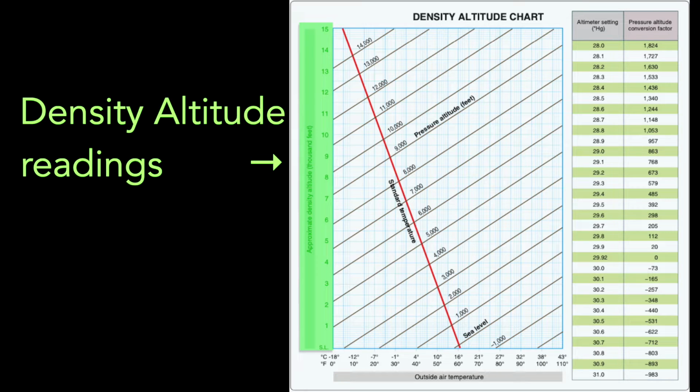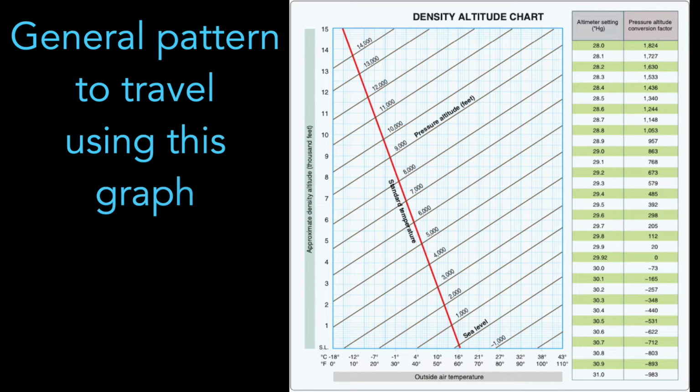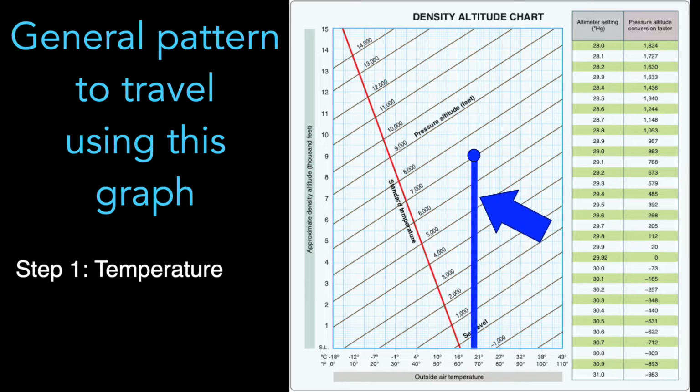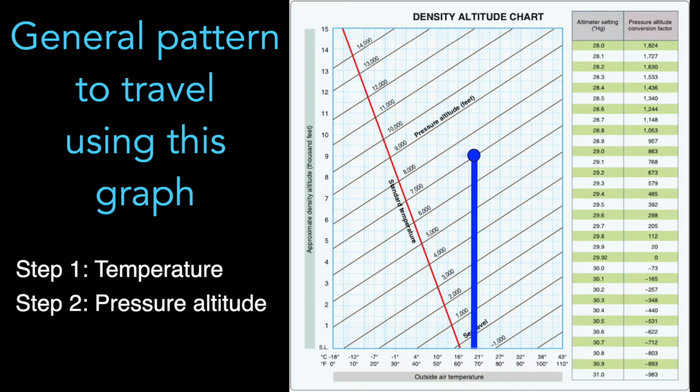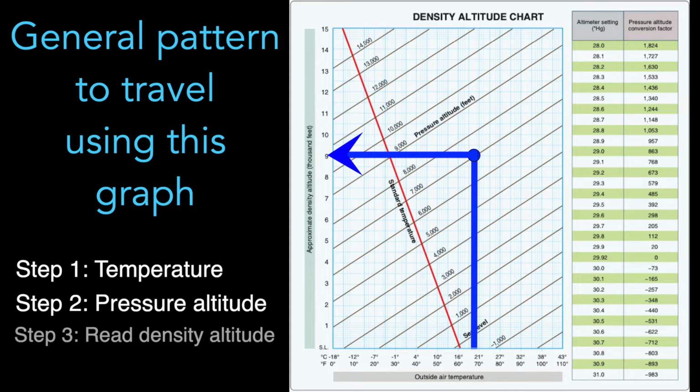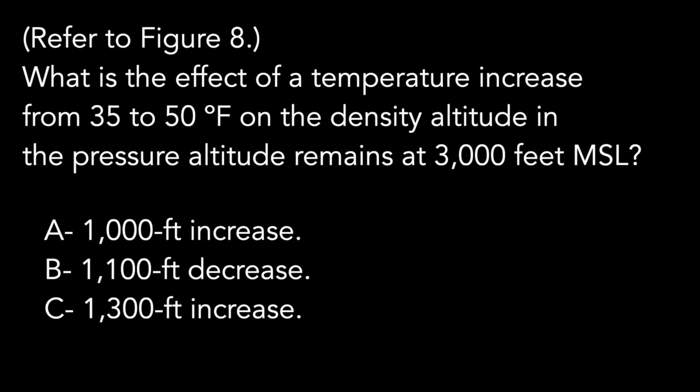Basically, when using this graph to find density altitude, we will travel in a general path that begins somewhere down at the bottom at the temperature, travel vertically upwards until a certain point for pressure altitude, and then from there, travel horizontally across towards the left side, and at that point, we will see a result for the density altitude reading. So we will follow this pattern with our given question. We will have to compare density altitude with 2 different temperature conditions, the first one being 35 degrees and the second one being 50 degrees, both in Fahrenheit.